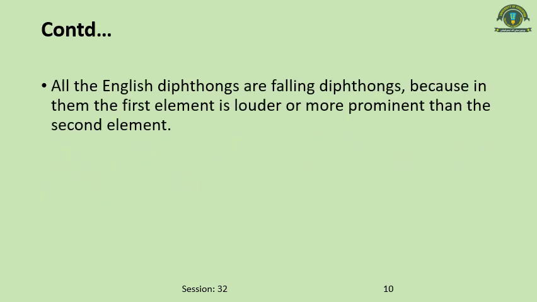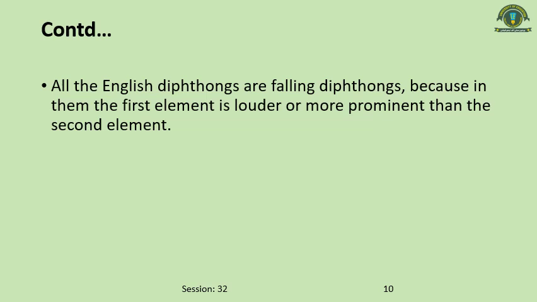To understand the previous slide, it's very important to understand this slide and what's written on it. The statement is self-explanatory. I would like to read it for you so that you may understand the previous slide and the concept here. Remember, all the English diphthongs are falling diphthongs. That's very important to understand, because in them the first element is louder or more prominent than the second element.